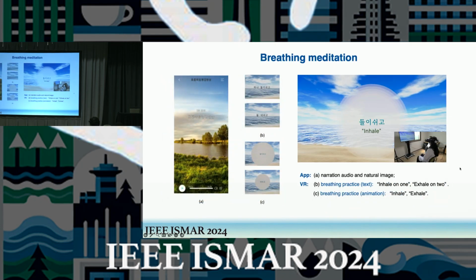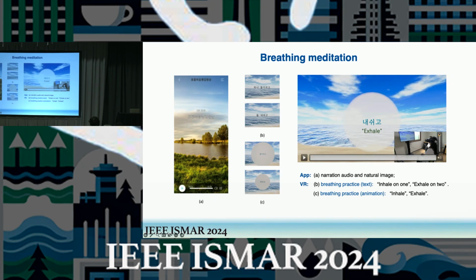Next is the breathing meditation technique. This technique provides training to enable patients to focus on their breathing, and it guides patients' breathing without requiring any input from patients themselves. We provide a virtual beach environment with the sound of ocean waves and 2 virtual elements, text and animation, to guide the breathing.